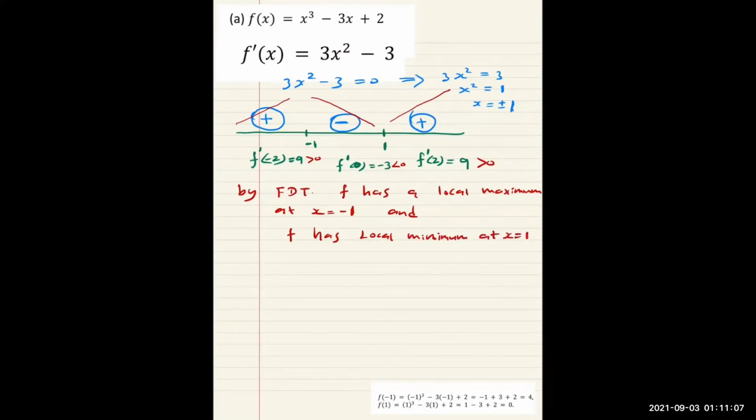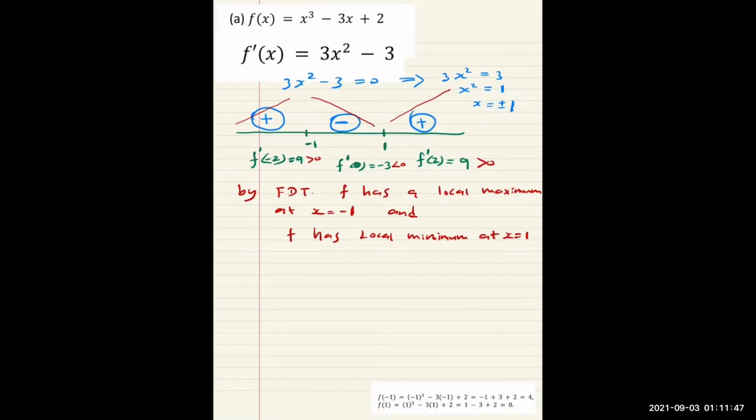Okay. Another thing that we can do before we graph it is that we can find the function value at these points. I know that there is a local maximum at x is equal to -1. I can find that maximum y value. I can plug in this x is equal to -1 in my function to find the maximum value. So here I have done that calculation. F of -1 is equal to 4. Similarly, I can find the minimum value at x is equal to 1. I can plug in this x is equal to 1 in my function to find the minimum value. If you plug in x is equal to 1 in your function, you will get 0. Okay.